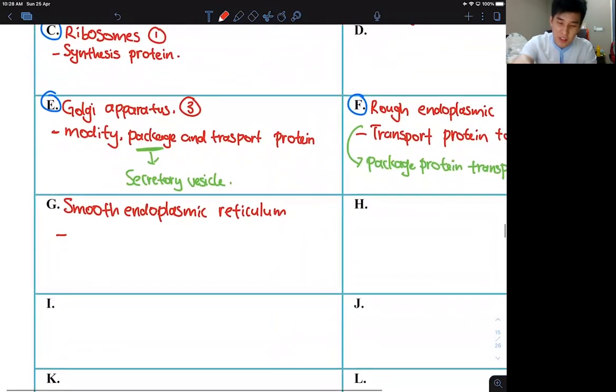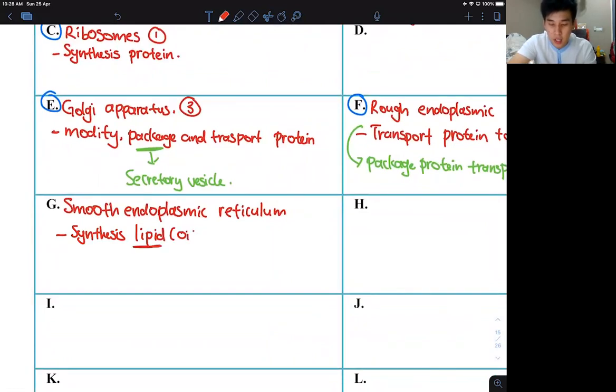So smooth ER, what does it do? It does two things. Number one, it synthesizes lipid. Lipid means oil, fats. So you just remember, when you pour oil on a table, it's very slippery, very smooth. That's why smooth ER does that.